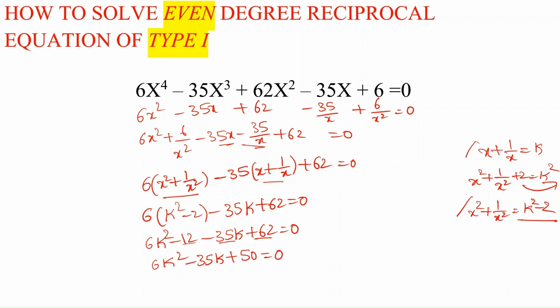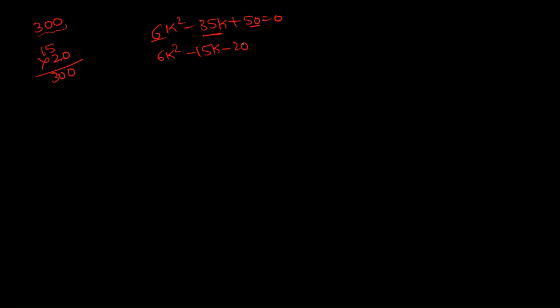This particular equation we have to again factorize. Now we are left with 6k square minus 35k plus 50 is equal to 0. 6 into 50 is 300. So the middle term has to be written in such a way that it gives 300 as the product. So this can be written as 15 into 20, that is 300, and 15 plus 20 is 35. So 6k squared minus 15k minus 20k plus 50 is equal to 0.